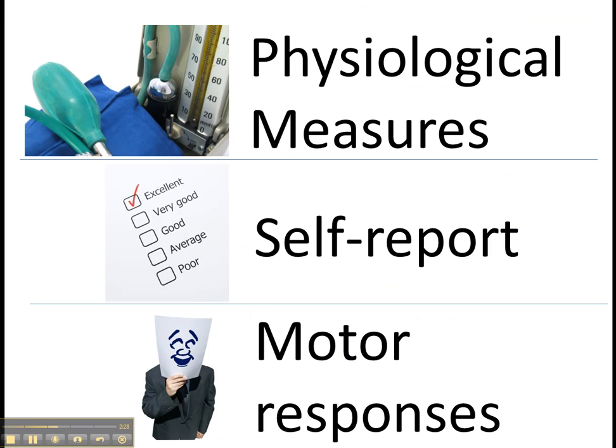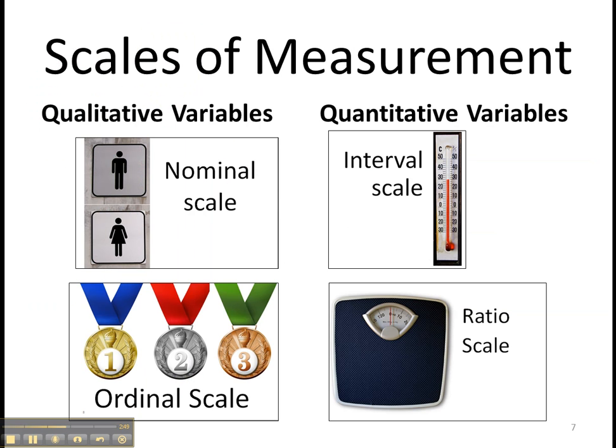In psychology, that process tends to fall into three categories: the physiological measures like heart rate or EEG, self-report measures like surveys, questionnaires, tests, or inventory, or motor responses. We watch what somebody actually does. Depending on how we operationalize a variable, our information is going to fall in one of four scales of measurement, and they're either qualitative or quantitative. Definitely want you to make sure and look at the information and know about the different scales of measurement. It's going to influence our interpretation process later.